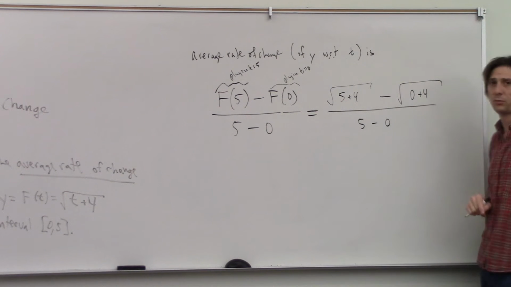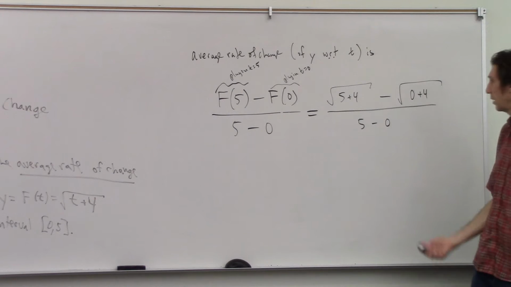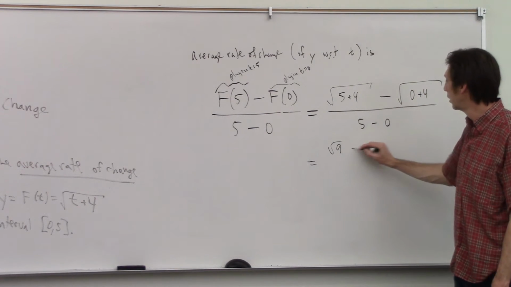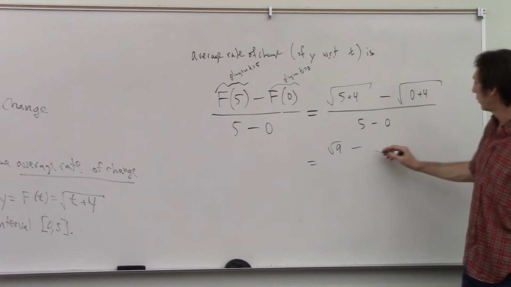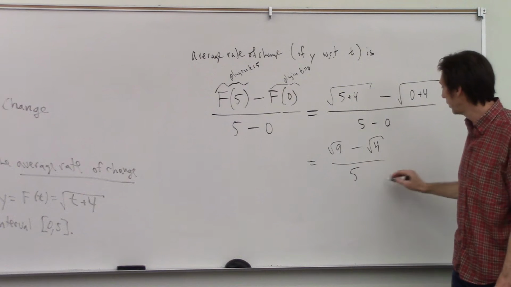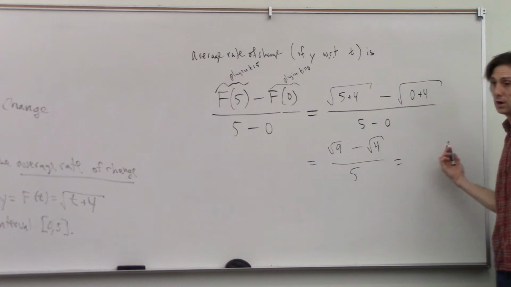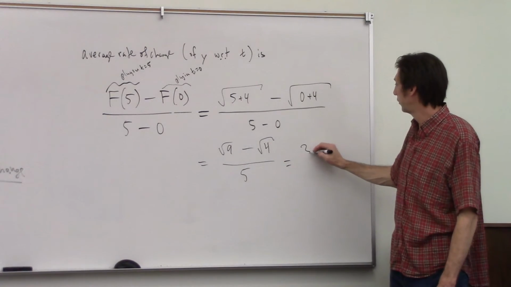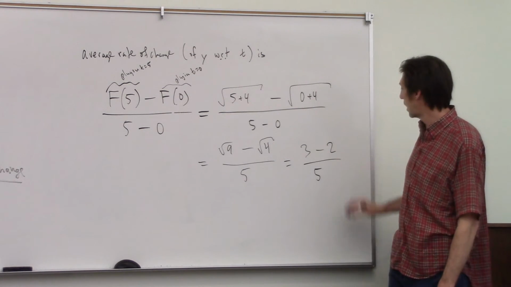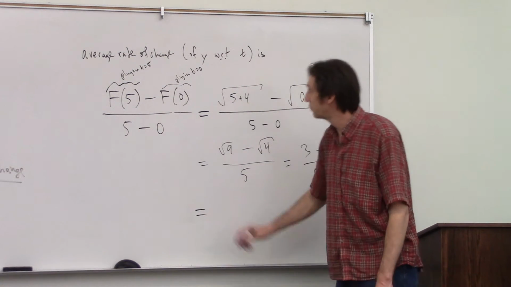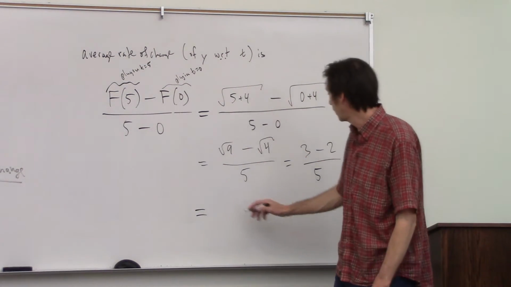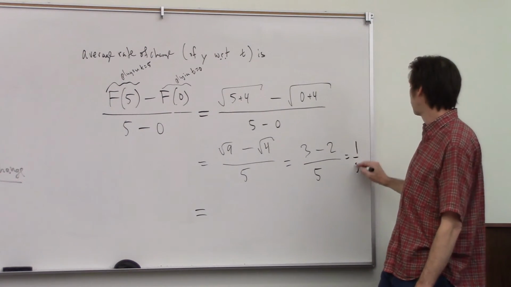And now I just have some numbers to simplify or evaluate further. The first term in the numerator is the square root of 9, minus the second term, the square root of 4. The denominator, 5 minus 0, is 5. These roots are easy enough to compute. Square root of 9 is 3, and then minus the square root of 4, which is 2, all over 5. And so the average rate of change of the function f over the interval 0 to 5 in this case turns out to be 1 over 5.